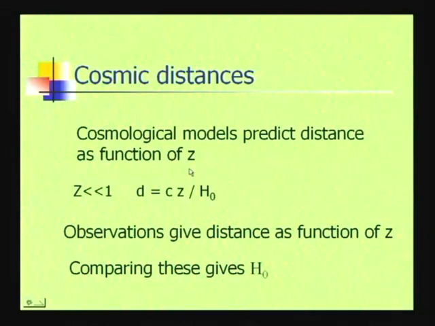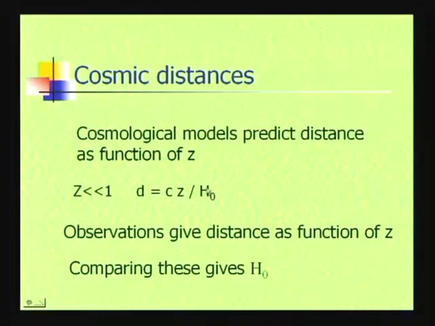Now, a point to note over here is that for small z, for redshifts much less than 1, all of them reduce to d is equal to c z by H naught, where c is the speed of light and H naught is the Hubble parameter. And I have discussed a variety of distances, the luminosity distance, the angular diameter distance. The point is that at z much less than 1, all of these distances also match. So, at very small redshifts you have this, at large redshifts you have something else.